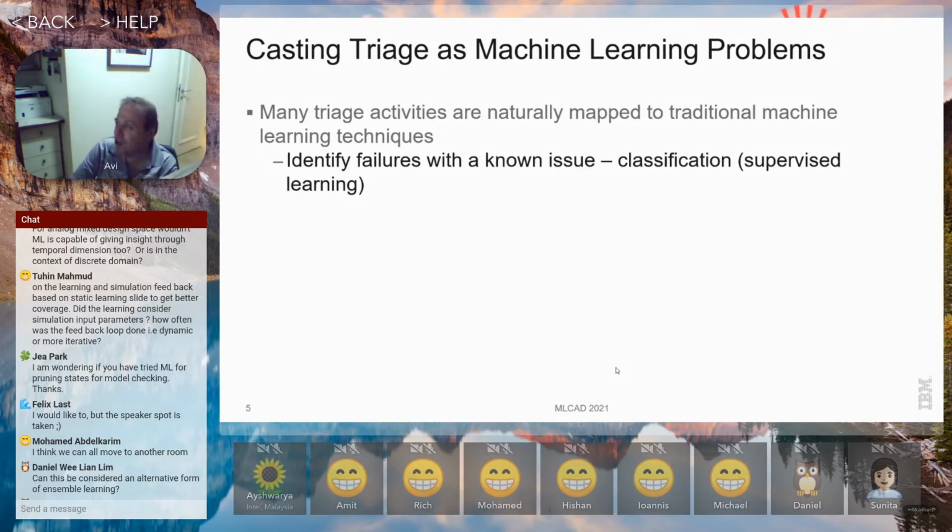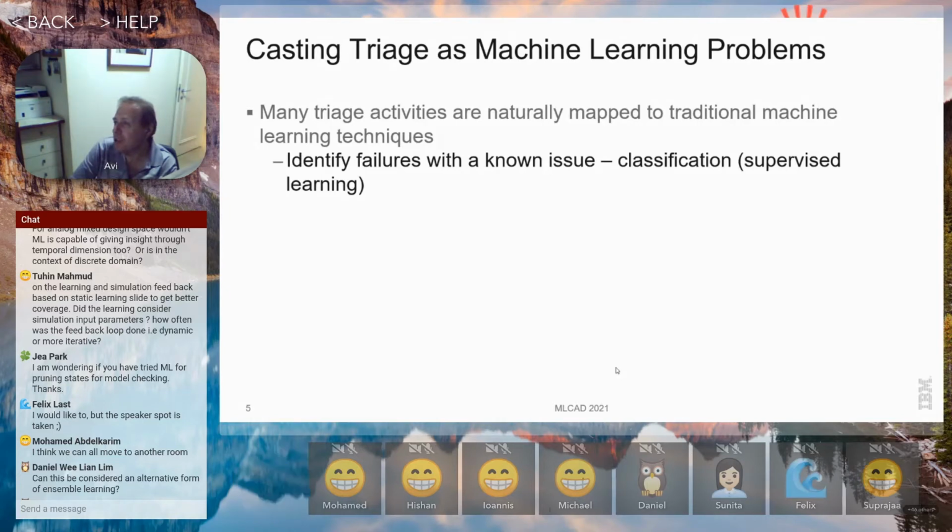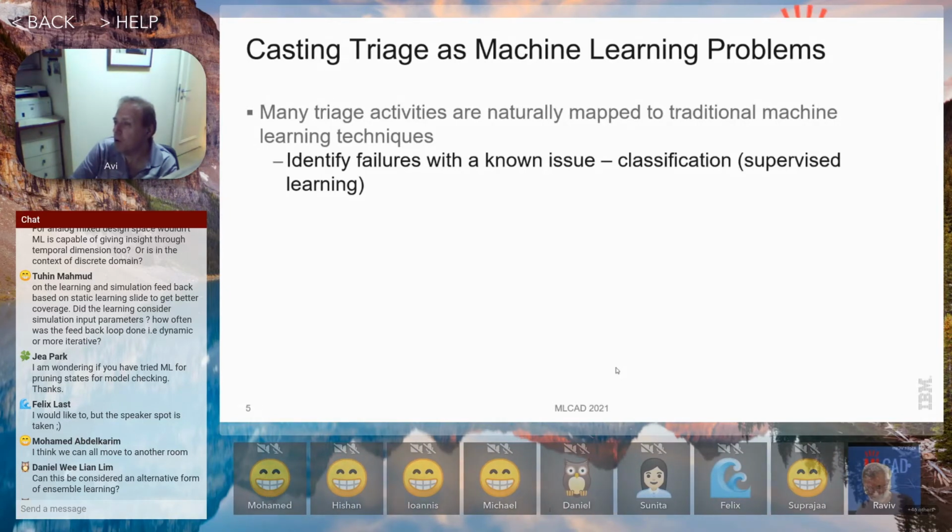It's actually not that simple a case, because some items are not going to have any label at all, because they are new. There are new root causes, new issues that we haven't seen before.